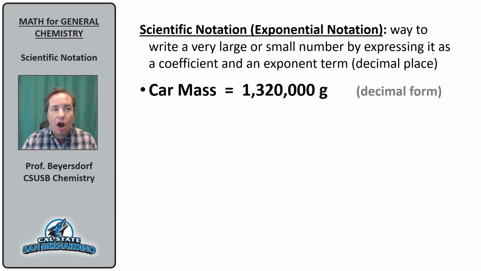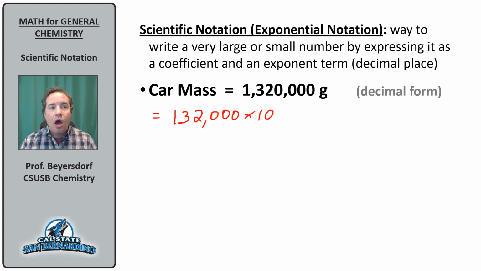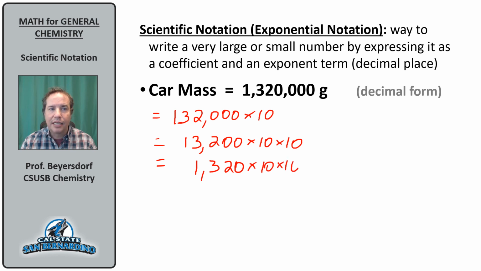For instance, a car might weigh 1,320,000 grams, right? This is what we call decimal form because we could put decimal places behind it. Now, this is the same as 132,000 times 10, which is the same as 13,200 times 10 times 10, which is the same as 1320 times 10 times 10 times 10.